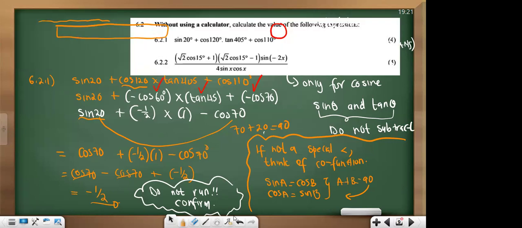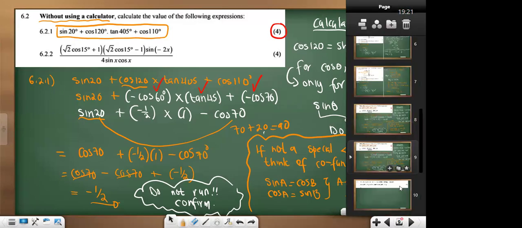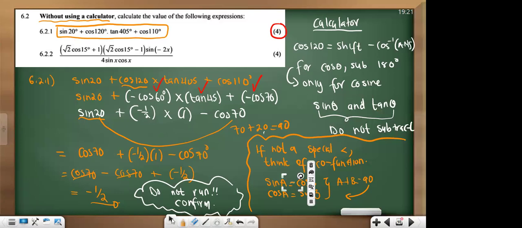Wait. I wanna do this. I wanna get the last question in the clean page. All right, let me clean this. All right, let's do this.